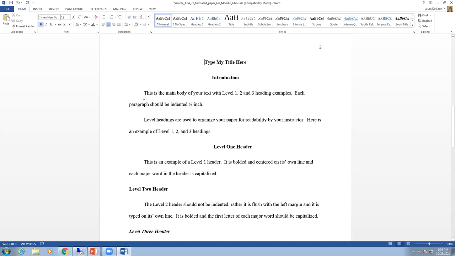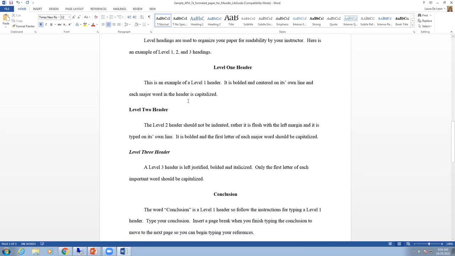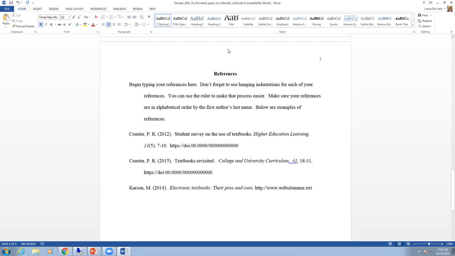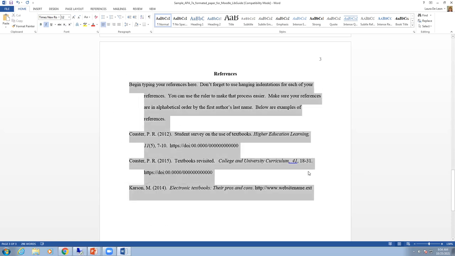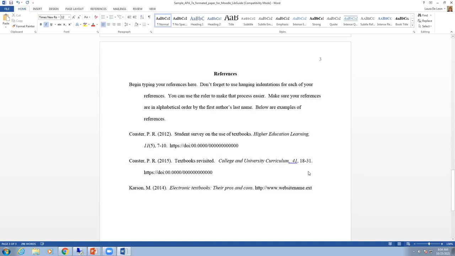But then you can start typing your paper. You would get rid of all this, but your indents would be there for you for when you type your paper. And then on the last page, you would have the format for your reference page. Okay, you've already got the hanging indents there for you. You just have to get rid of this information and put your information in.